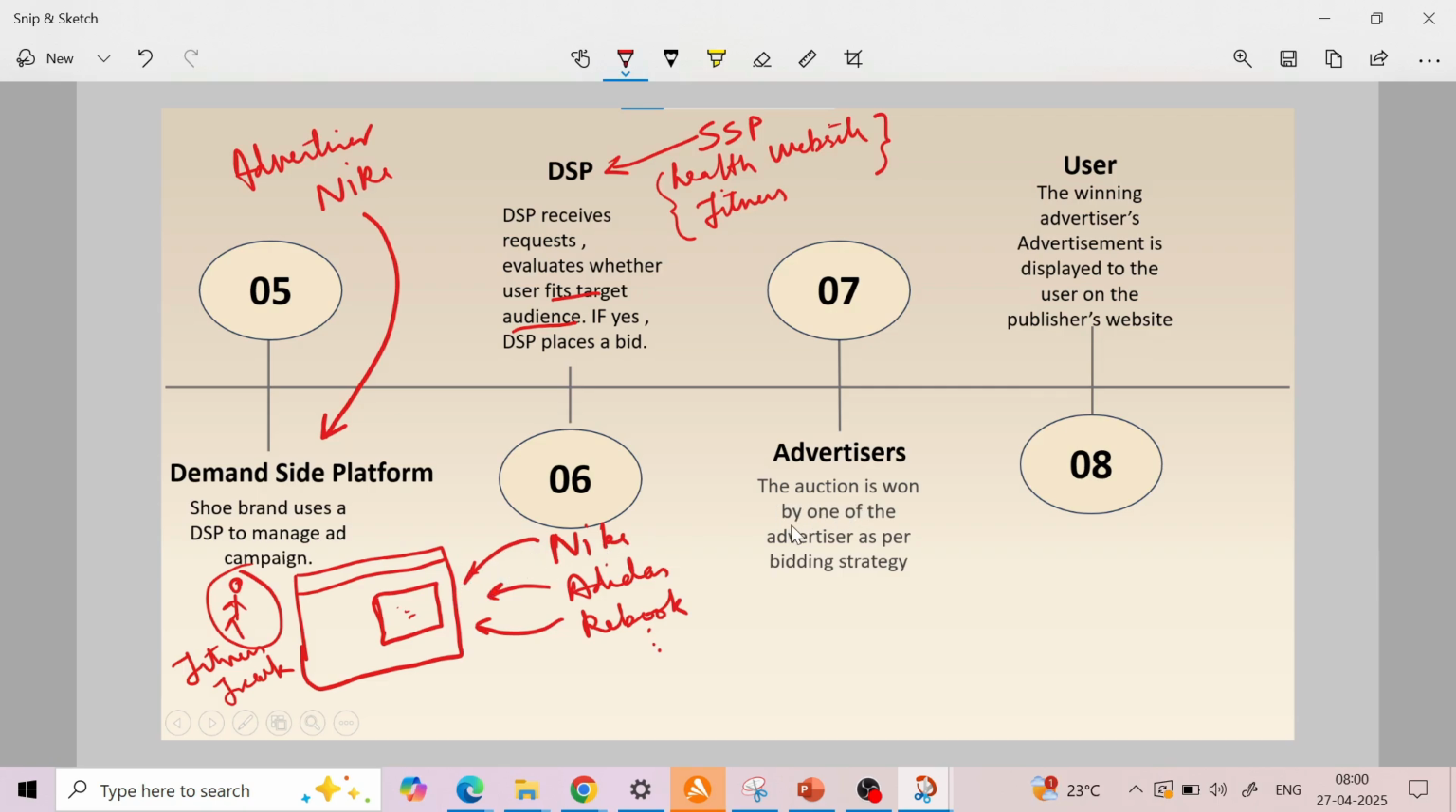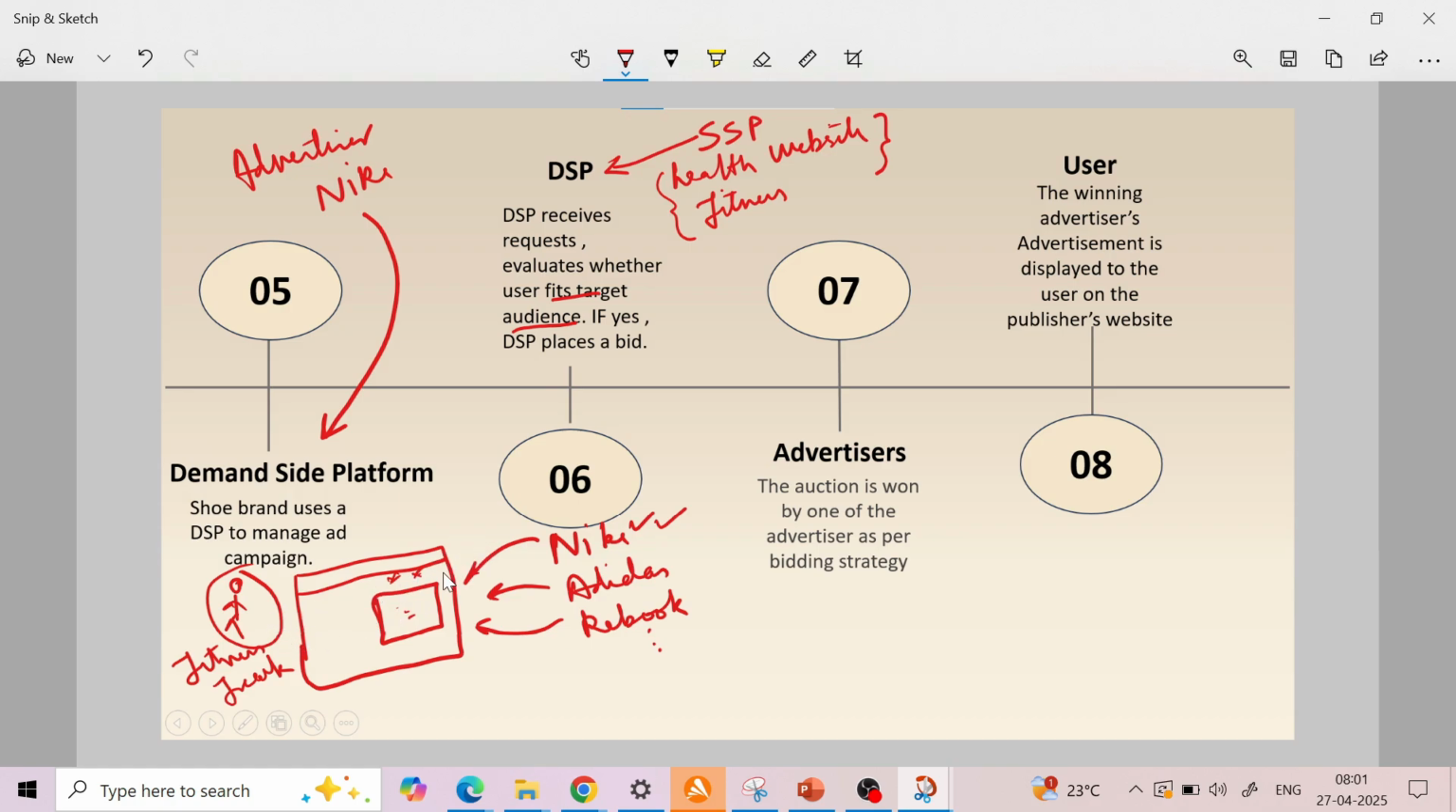The auction is won by one of the advertisers as per the bidding strategy. Whoever does the best bidding will win this ad space and will be able to show their ad to this particular user. So assume here Nike has done the best bidding and won this ad space, and they are able to show their ad to this particular user.